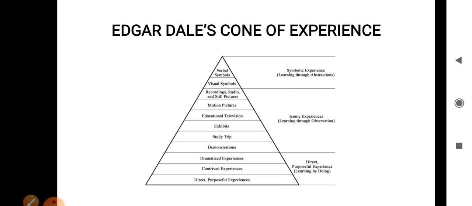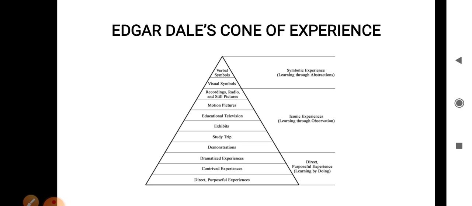So let's start with direct purposeful experiences. The best example of this one is when you let your students visit the zoo. So that is direct purposeful experience because na-experience nila, nakita nila mismo yung mga animals doon.